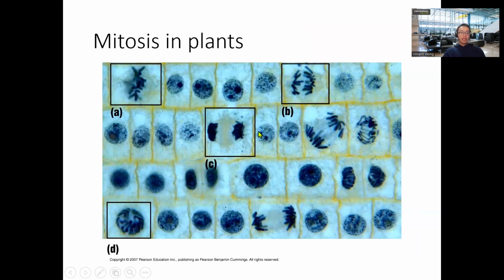Now let's quickly go through these ones and see if you can identify it. What would you say this cell is? This is onion, by the way. The root tip of an onion skin. What phase would this cell be in? Is it prophase, metaphase? What do you think?